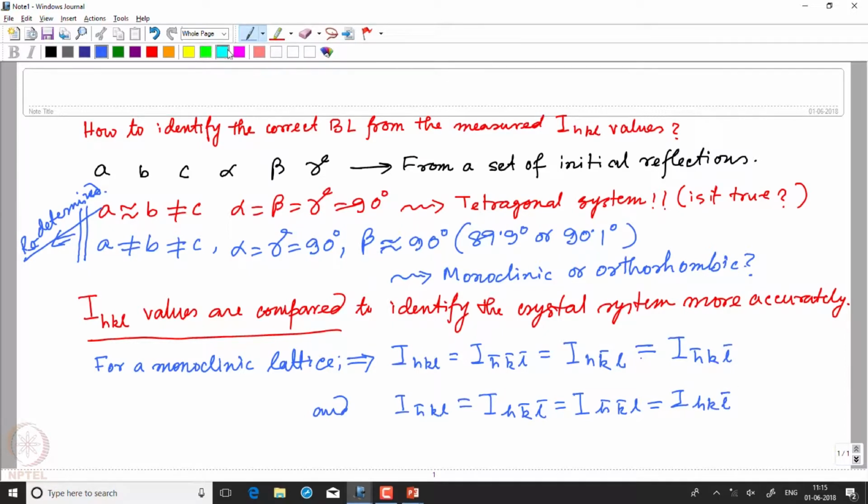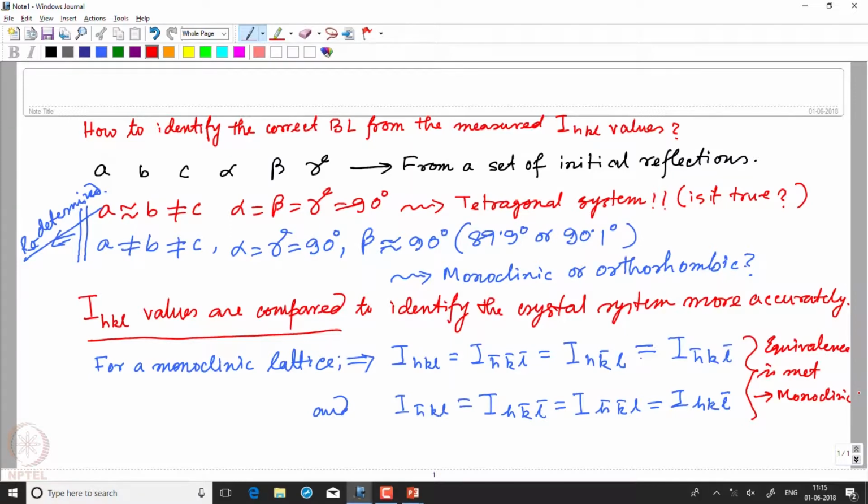So if we see that in the data that we have recorded, these two sets of equivalence are met, then we conclude it as monoclinic.